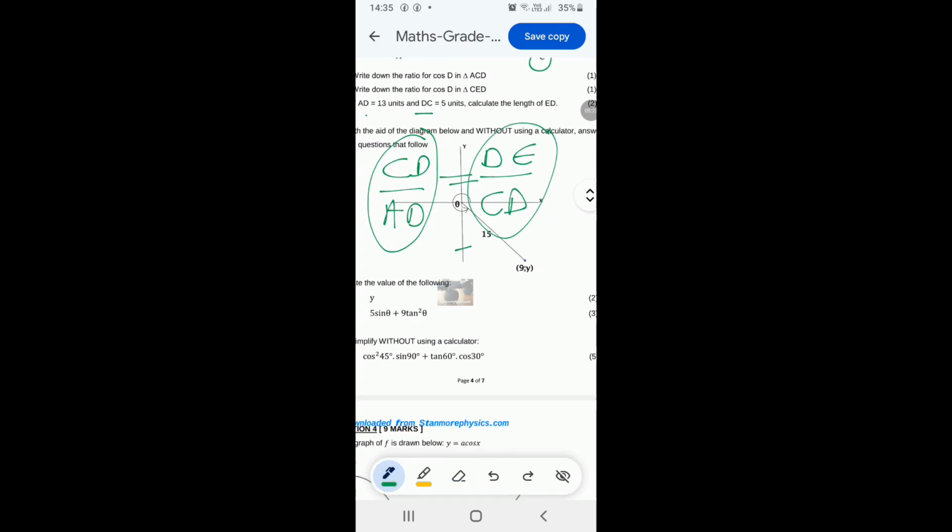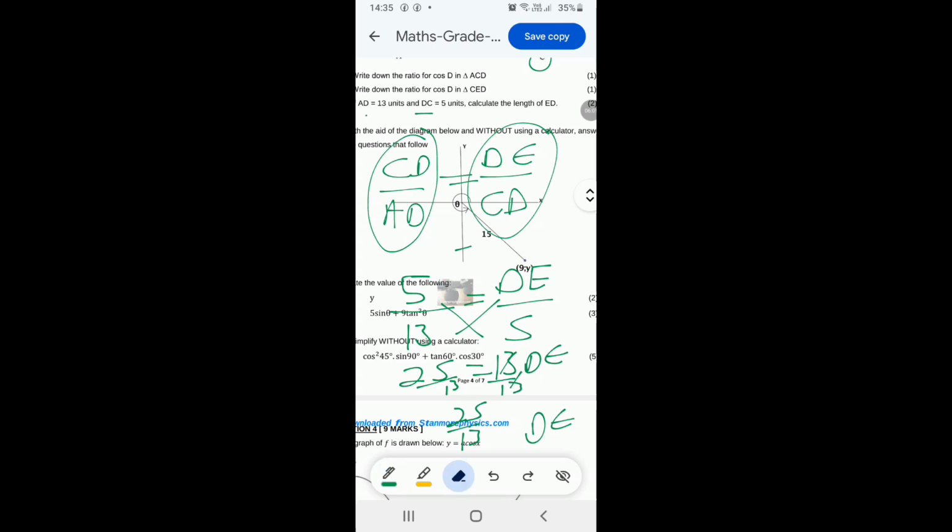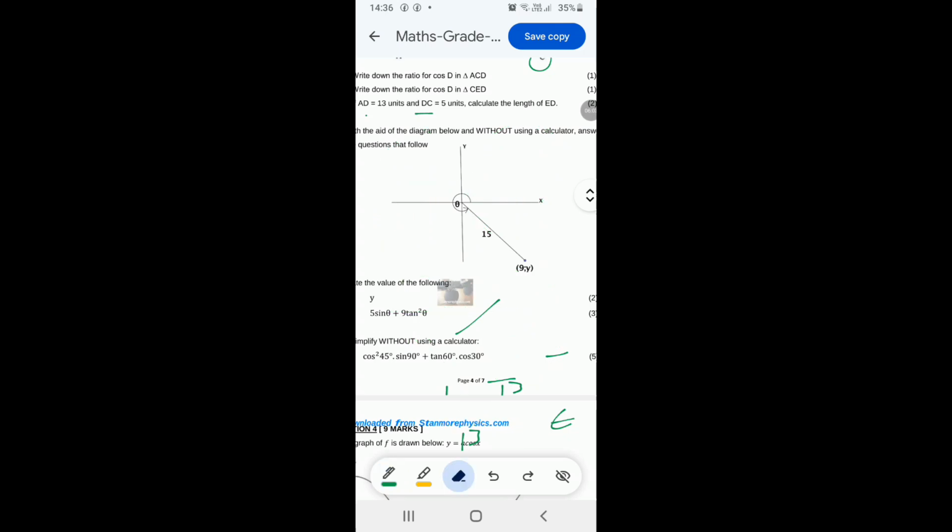Then from there, we cross multiply if we want to. Let me see. CD, we have 5 there. AD, we have 13. We are looking for DE. CD, we have 5. Cross multiply like that. 5 times 5 is 25. 13 times DE is 13 DE. So we divide by 13. DE will be 25 over 13. Decimal places here, or you can leave it like that as a fraction. Let's go to the next one.